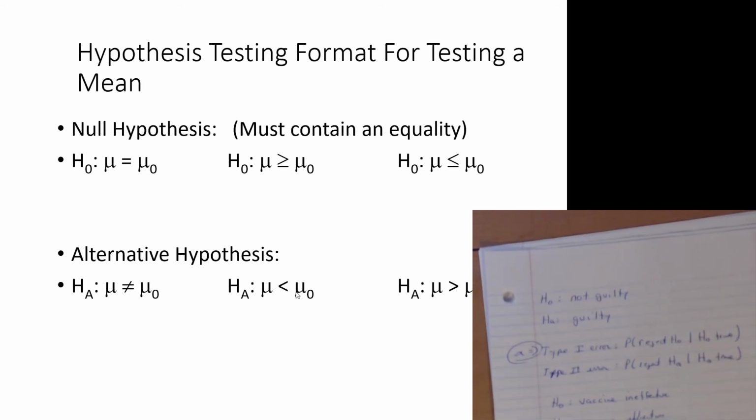Versus the other choices, where I only care if mu is less than the specific value. Do I care if it's greater than? No, I don't care. Just is it less than this value? So I'm only looking in the left-hand tail, hence a one-tail test. And the last HA is mu is greater than some value, which means I only care if it's in the right-hand tail. I don't care whether it's less than or equal to. Just, is it in the right-hand tail? Yes or no. It's a one-tail test, and I'm just concerned about the right-hand tail, or the greater than area. Okay, so one-tailed, two-tailed.